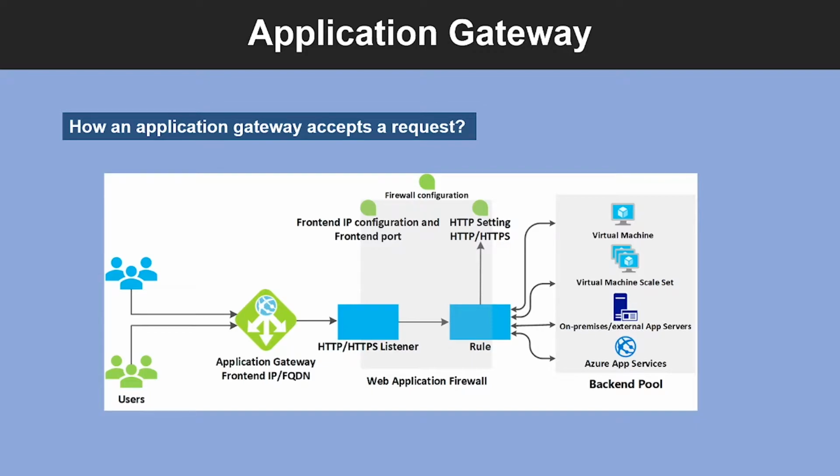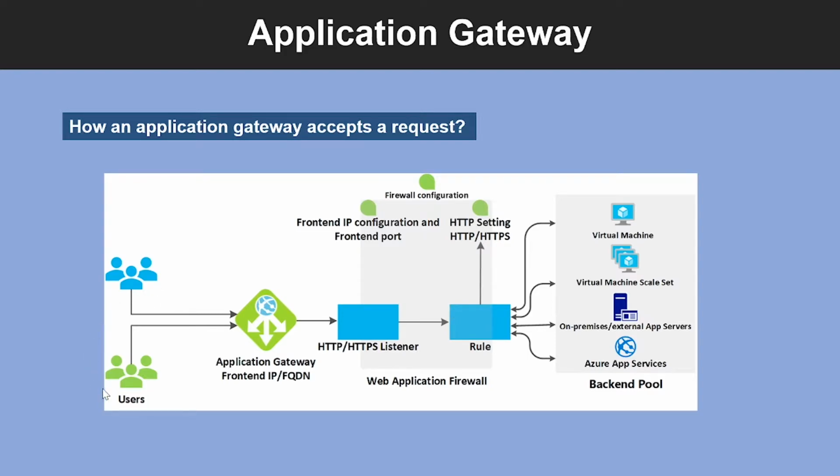What is Application Gateway? Application Gateway manages the requests that client applications can send to a web app. An Application Gateway routes traffic to a pool of web servers based on the URL of a request. This is known as application layer routing. The pool of web servers can be Azure Virtual Machines, Azure Virtual Machine Scale Sets, Azure App Service, or even on-premises servers.